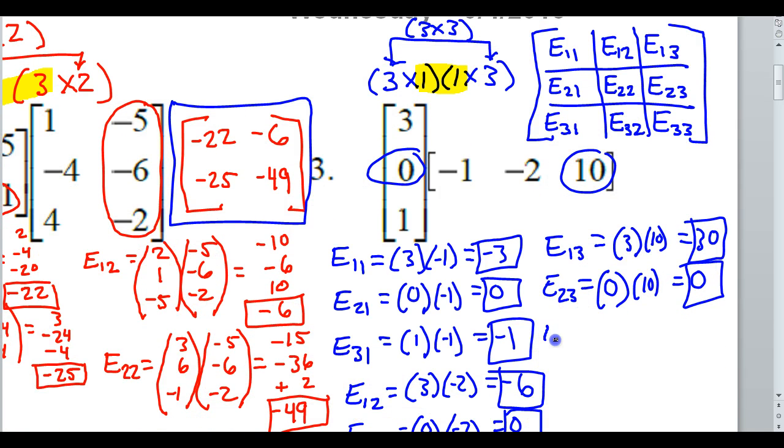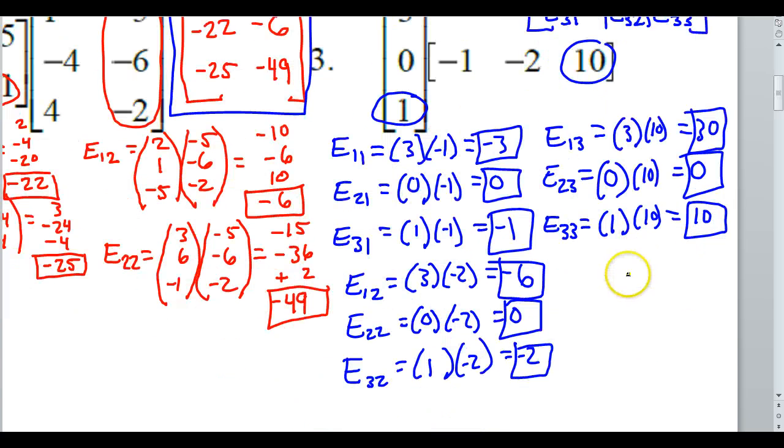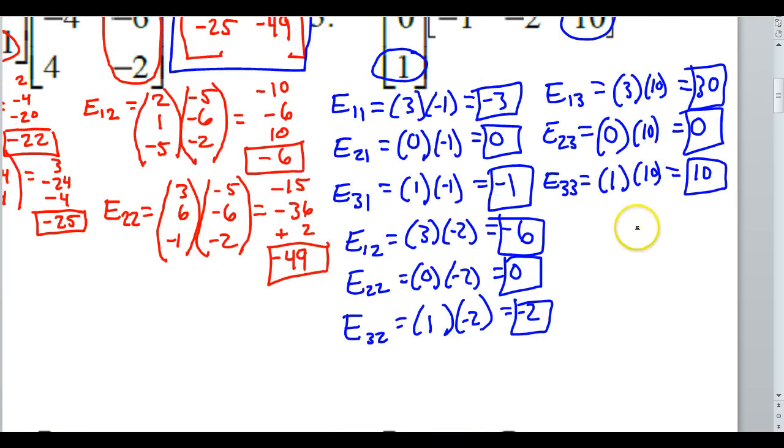And finally, we have element 3, 3. Row 3, column 3. So here is row 3, and here is column 3. So that is 1 times 10, which is 10. So if I put all these together, I should be able to form my answer. And I'll squeeze it in right here.